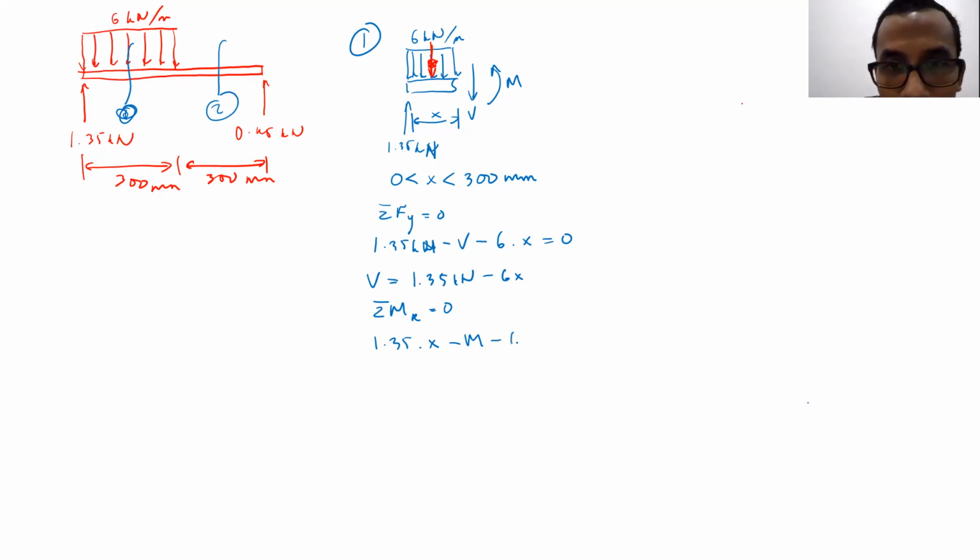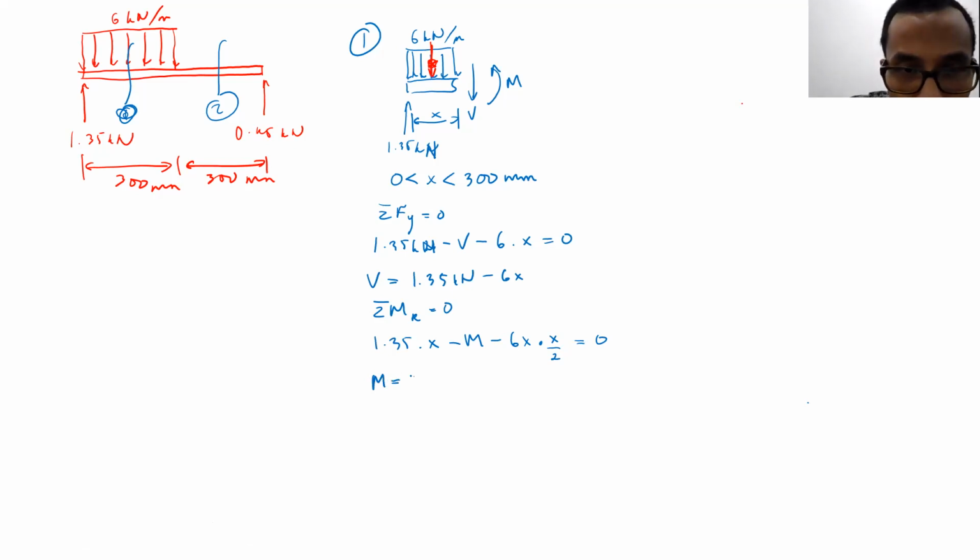Minus 6 times x is the force, right? This one is the force. Yeah. Multiply by the moment arm. What is the moment arm? It will be x over 2. Okay, that's all, right? Yeah. Equal to 0.